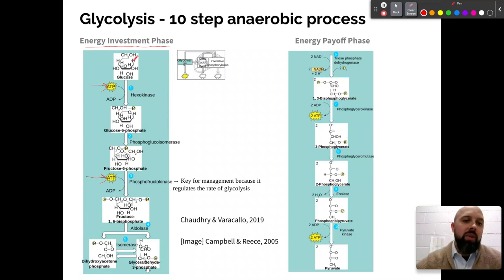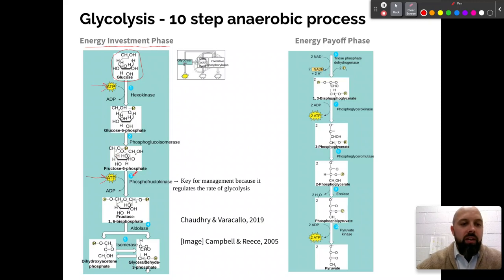So in that first step, we have glucose. Glycolysis literally means the splitting of sugars, and glucose is generally that sugar. Glucose is converted using the enzyme hexokinase into glucose 6-phosphate. That's our first step. The second step is glucose 6-phosphate, using the enzyme phosphoglucoisomerase, being made into fructose 6-phosphate.